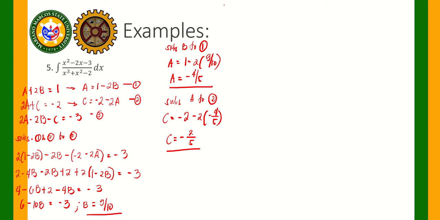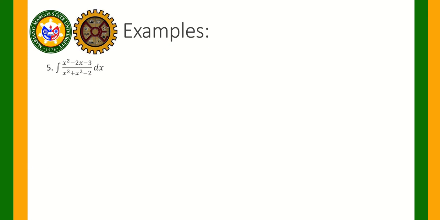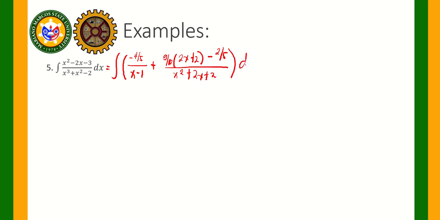Okay. So, next slide na tayo. So, this will be equal to the integral of what is a, that is negative 4 over 5. So, negative 4 over 5 all over x minus 1 plus yung b natin is equal to 9 over 10. So, 9 over 10 times 2x plus 2. And then, yung c natin is negative 2 over 5. So, minus 2 over 5 all over x squared plus 2x plus 2 and then dx.